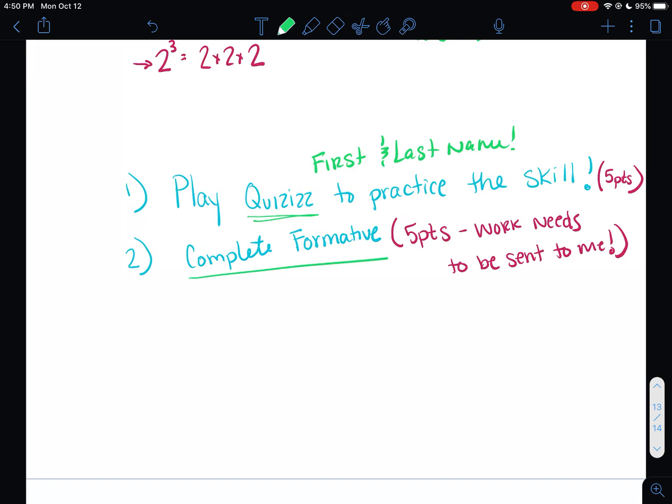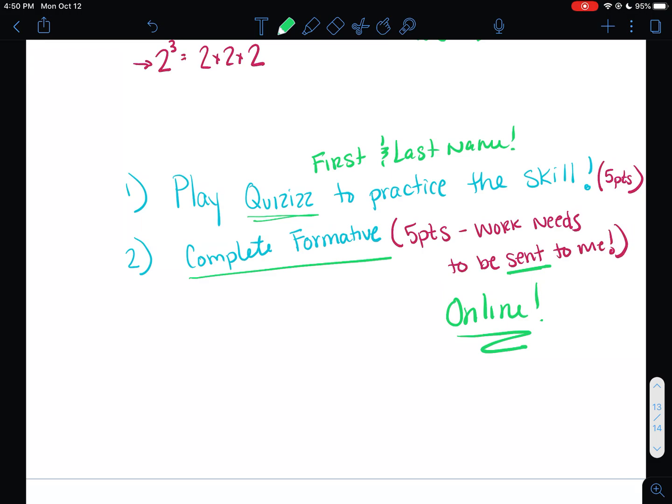So then after you do your quizzes, you do have a formative for homework. This is also worth 5 points of your grade, but you don't get the credit unless you send me your work. So if you're a hybrid kid, if you come to school every other day, you do not need to send me your work because I already taught it to you in person and I saw you doing the work on Friday. If you are an online student where you've never ever sat in my class or you don't anymore, you need to send me a picture of your work.